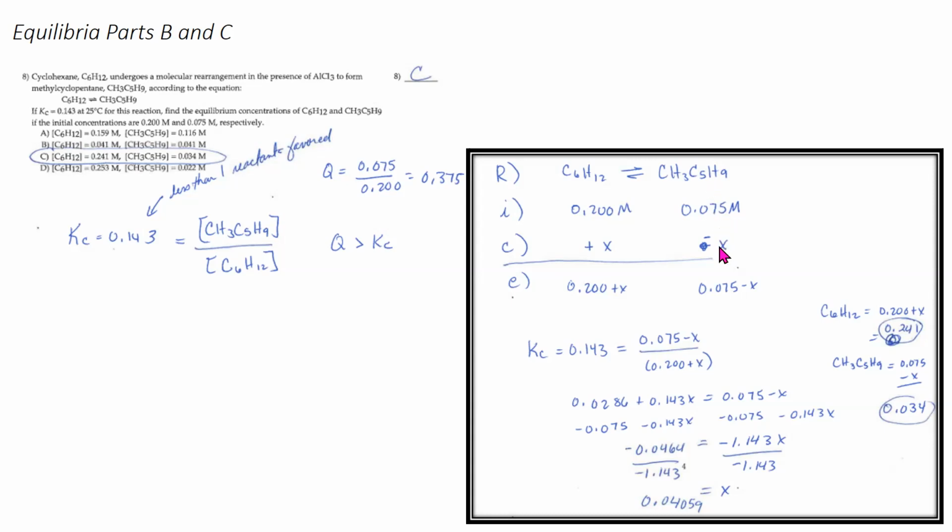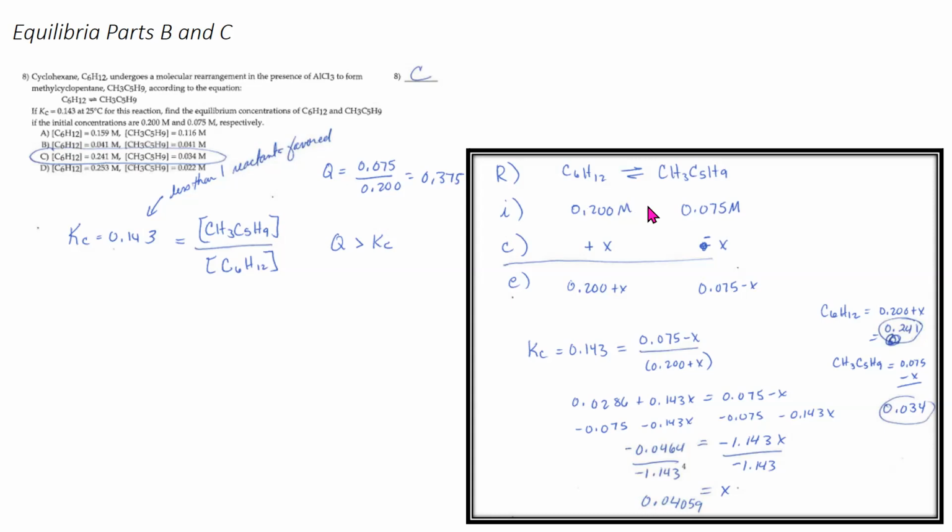And since we said we're going in the reverse direction, I'm going to subtract X from this side because I don't know how much I'm going to need to go in that reverse direction. So I'm going to just subtract X. Now, because this is a 1-to-1 mole ratio, for every 1X that I subtract from here, I'm going to have to add the same amount on this side because it's a 1-to-1 mole ratio. So I have to keep in mind the stoichiometry. So minus X plus X.